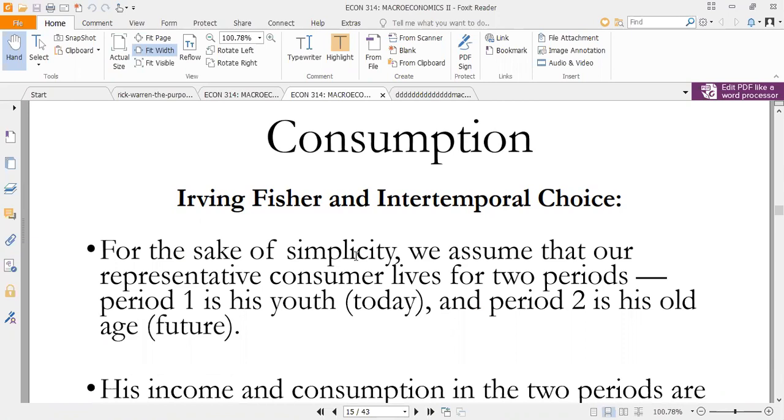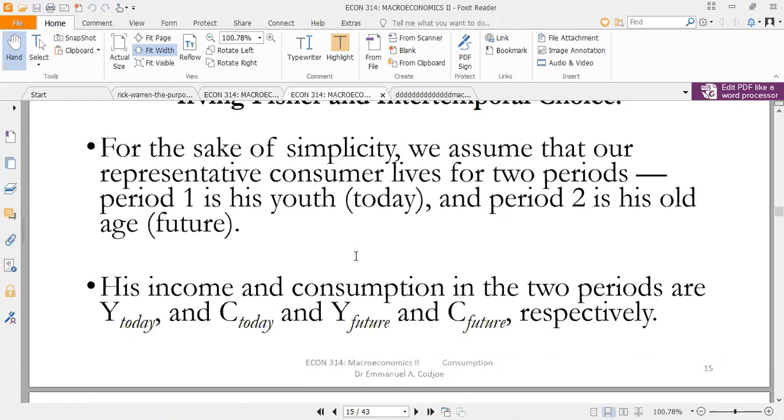Okay, the firm is living for only 2 periods. So period 1 is the person's youthful age, that is today. And then period 2 will be the person's old age, so in the future.